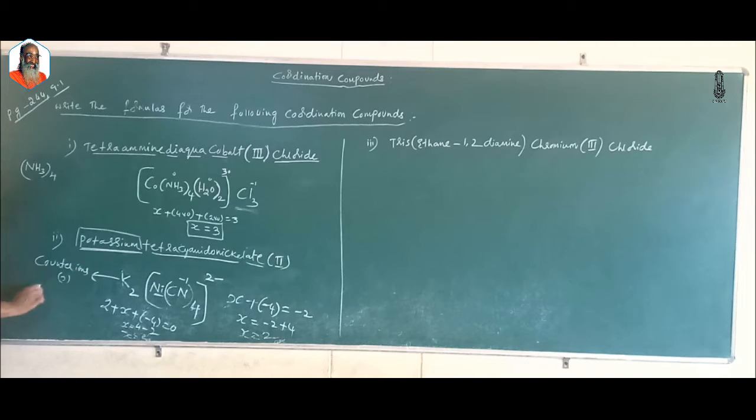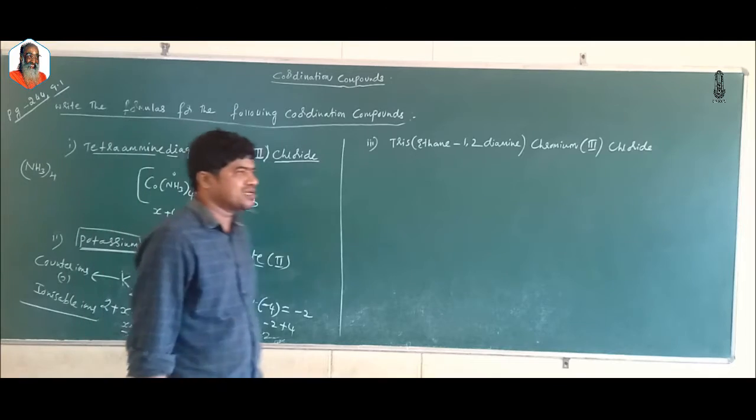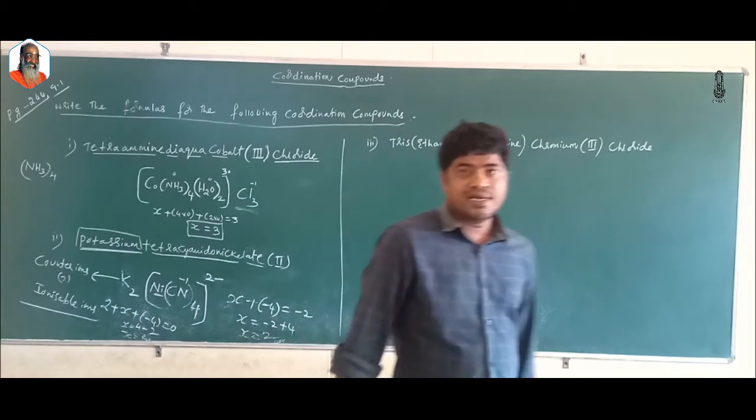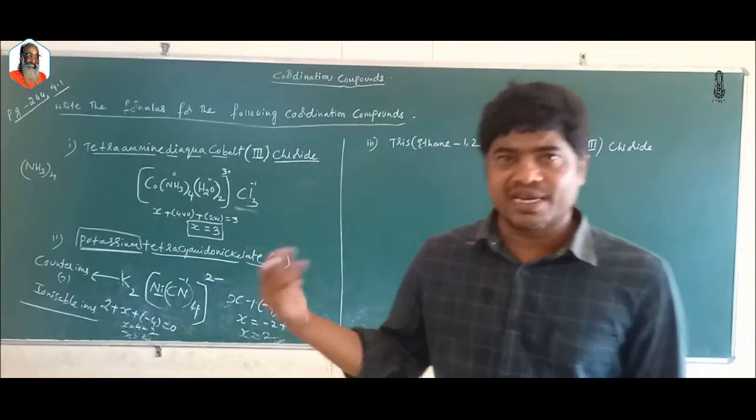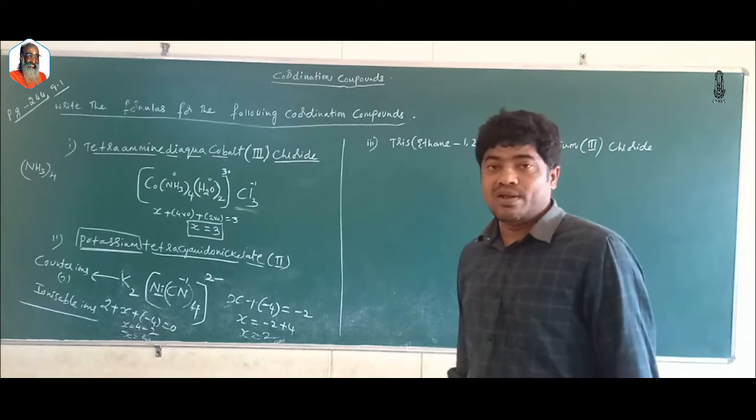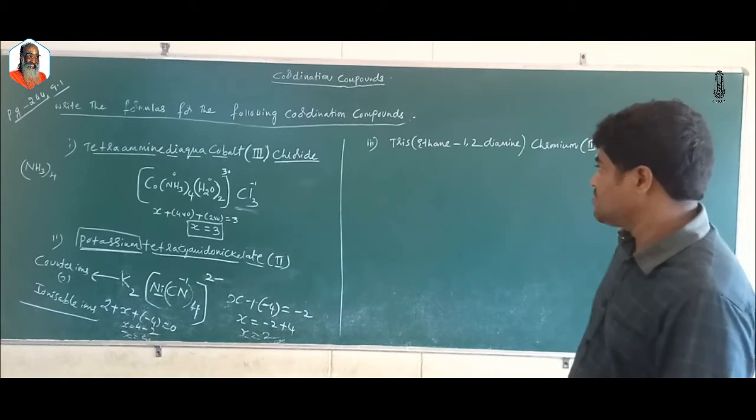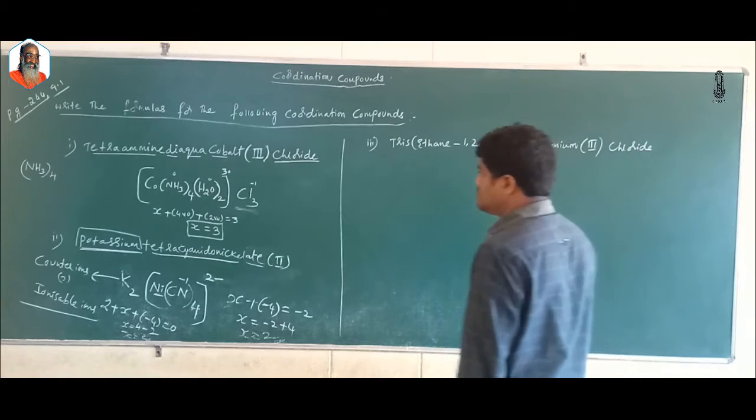Counter ions are ionizable ions. They are present outside the coordination sphere. Either it can be a cation or anion. Anything present outside the coordination sphere, either it is a cation or anion or any radical, they are ionizable. They have to be written outside the coordination sphere.